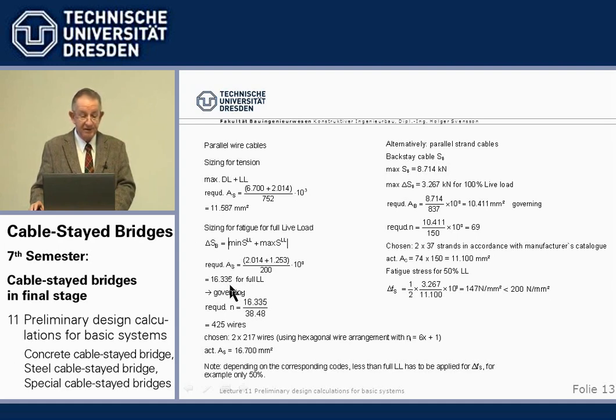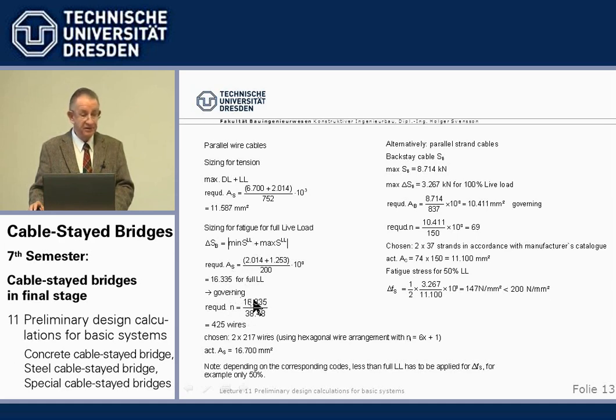In this case, I've just made it as an example. Fatigue would be governing. We need 16,000. Normally, this will not be the case because I have used the full live load. However, in reality, we only use 50% of the live load for the fatigue range, but these would be the two possibilities.